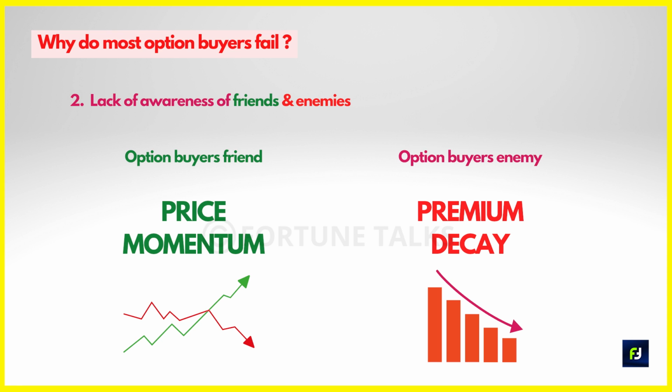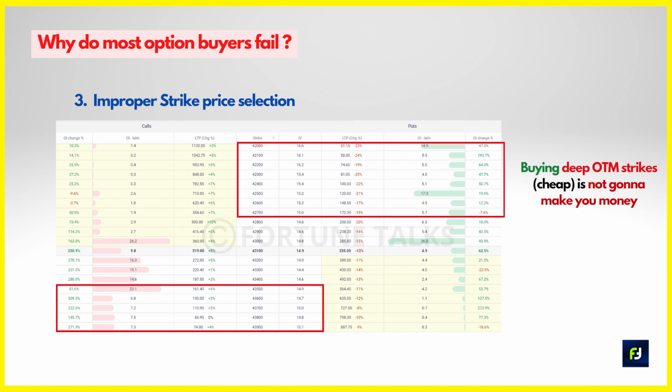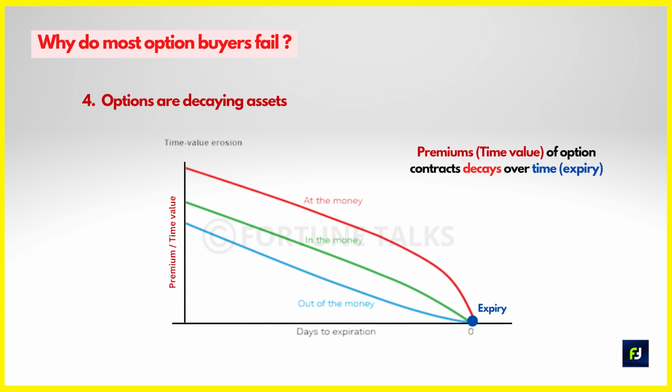See, when you are an option buyer, momentum is your friend and premium decay due to theta is your enemy. The third reason is critical: strike price selection. Most low capital option buyers buy deep out of the money options just because it is cheap. And for sure, you are not going to make any money out of these OTM strikes. You need to realize that you trade options to make money rather than not to lose money. The fourth reason is associated with an inherent property of options. Options are decaying assets, meaning that the time value of option premium reduces with time, and it is more evident when we get closer to the expiry.